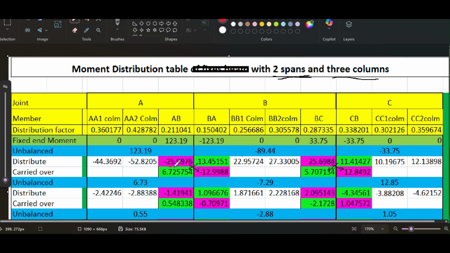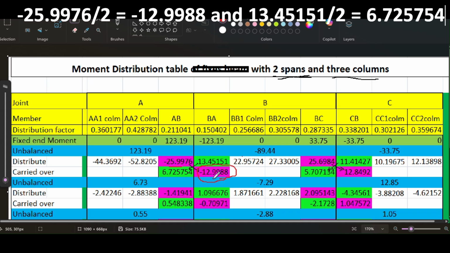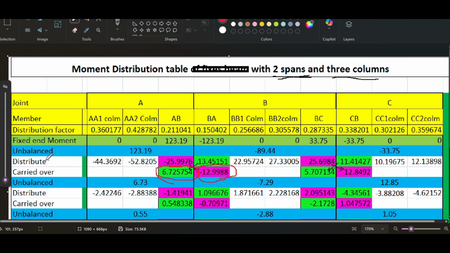In AB, there is a moment of 25.99 by 2, which is to be put here on the B side without changing the sign. On the B side, the moment is 13.45 by 2, which is 6.725, put here without changing the sign. Similarly, in this joint between joint B and C, put it here. So this is one cycle completed for balancing the moment, distributing and carrying over.